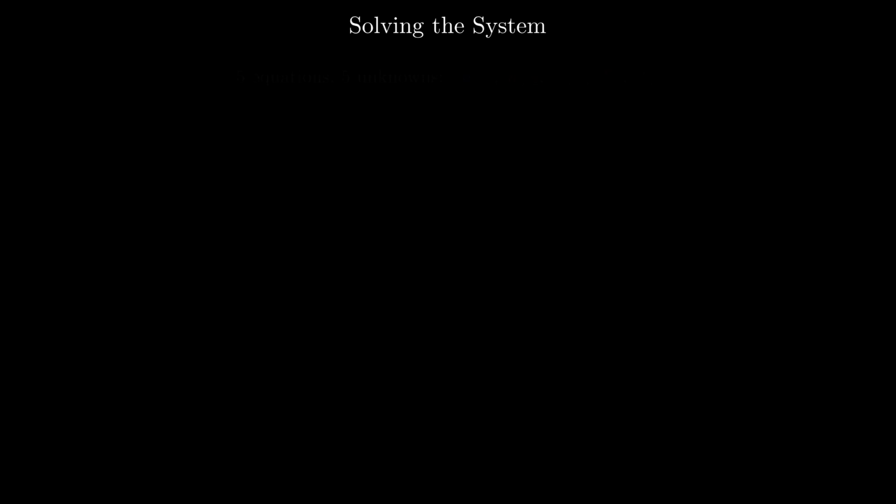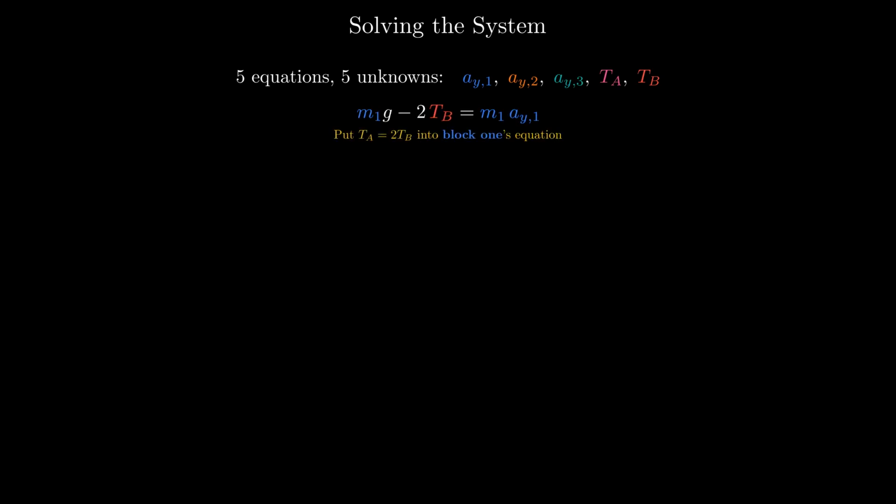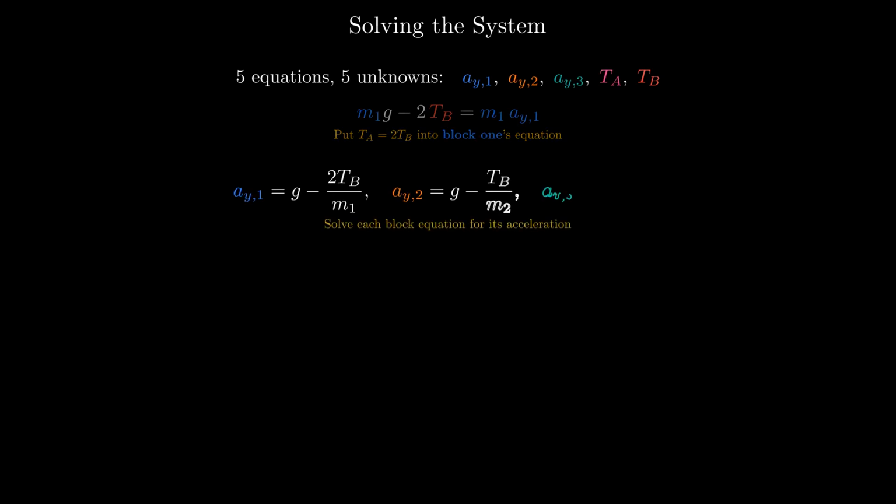Count what we have: the constraint, 3 block equations, and the tension relation. 5 equations for 5 unknowns, the 3 accelerations and the 2 tensions. Solve it. First use T sub A equals twice T sub B to remove T sub A from block 1's equation. Then solve each block equation for its acceleration.